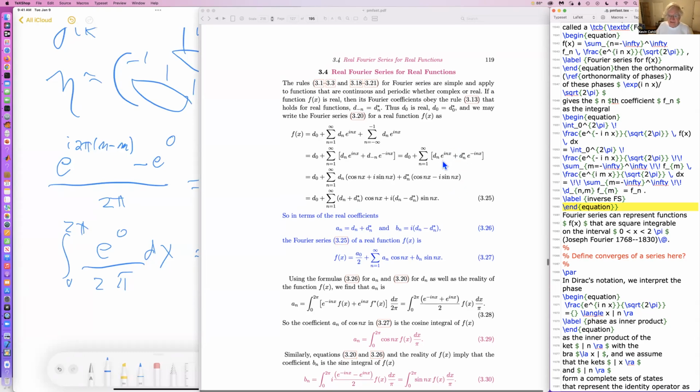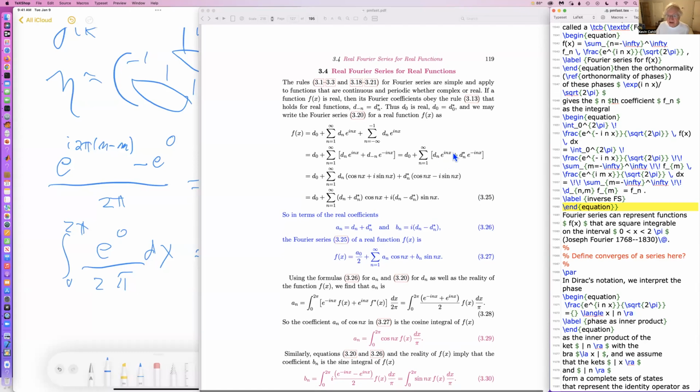And so now what we have is, you expand e to the inx, you get cosine nx plus i sine nx, and here the analogous expression. And then you bring the two of them over, and you have dn plus dn star times cosine nx, and here dn minus i dn star sine nx. And these two coefficients are real. This is real, and that is real. And so what we've got, in terms of the real coefficients an and bn, is this Fourier series. So this is the Fourier series for a real function, real in the sense of not complex.